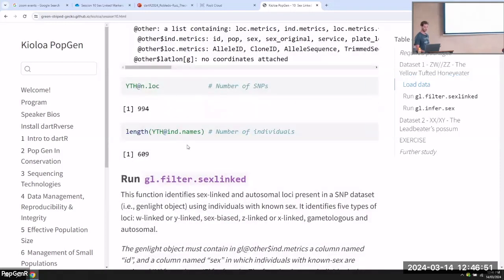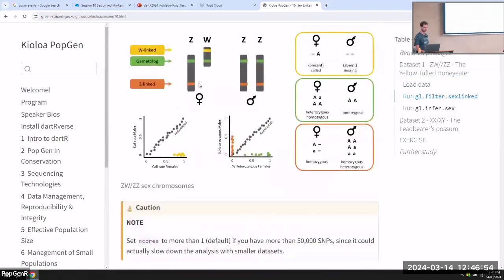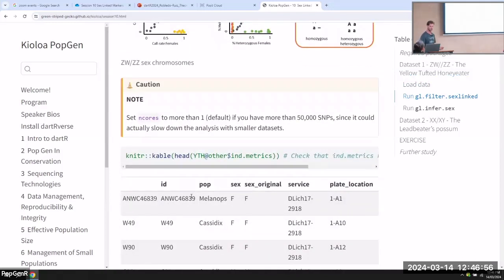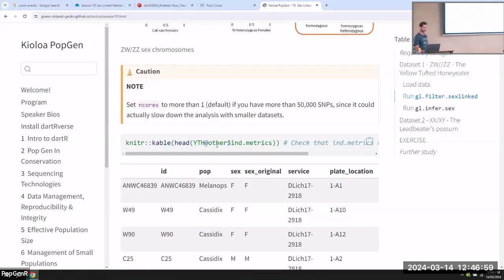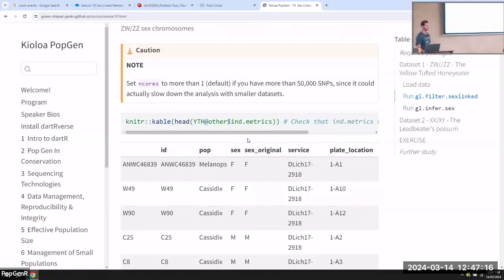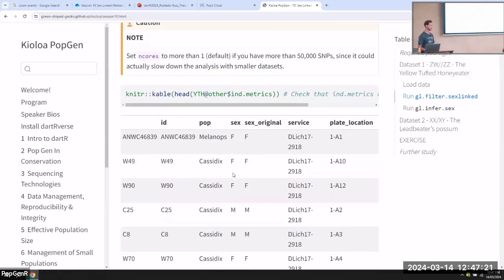And then we just simply run the function. All you need for this is in your individual metrics. Remember when they explained how Dart has different ways to access your data. If you go into the add other, and then you look for your individual metrics, you need a column which is sex. All lowercase sex, and the sexes are coded either with an F for female or an M for male, and anything else will be ignored.